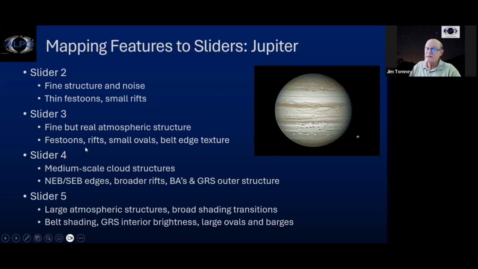And then slider 5 is for the larger atmospheric structures, kind of like the broad shading transitions. It can help accentuate those, but again, very light touch on these higher sliders. So, belt shading, Great Red Spot, interior shadings, brightness changes, large ovals and barges, they can be helped by your slider 5.